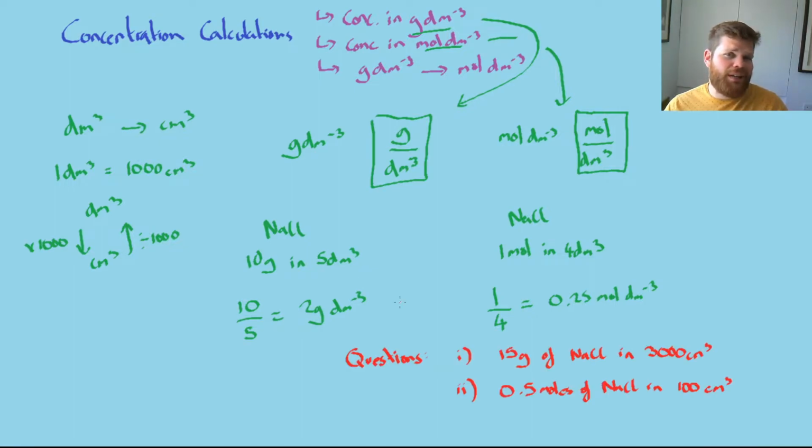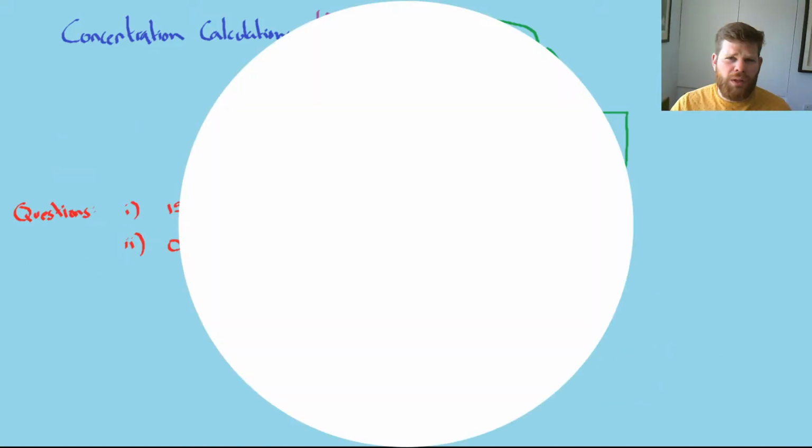And here's a couple of questions for you to have a go at along this kind of trend. These two questions are just basic calculations for grams per decimeter cubed and moles per decimeter cubed. Just bear in mind, I've given the volume in centimeters cubed. So think about the first step that you'll have to do before answering the question, like we've just done in the 2 examples above. Pause the video, have a go.